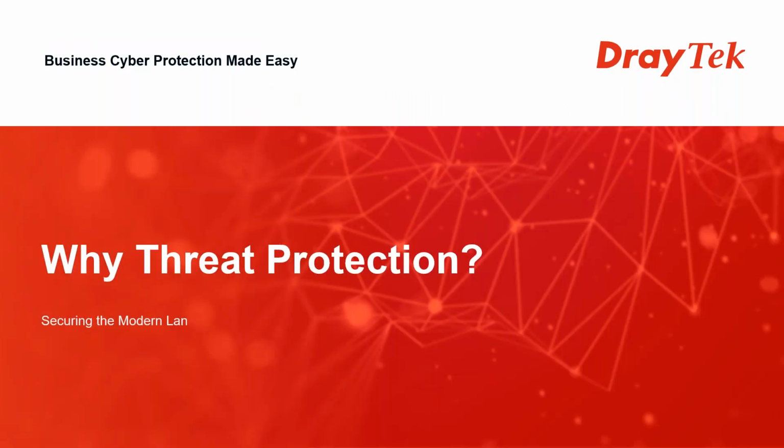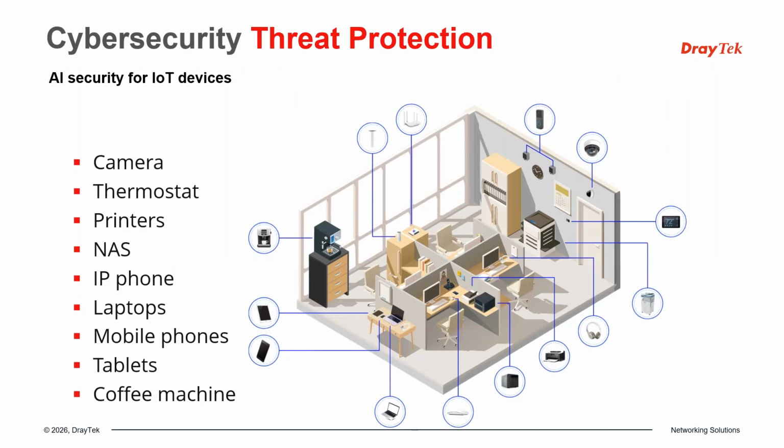So why is threat protection needed on networks? I think it comes from all the different devices that are now present on networks. So the cybersecurity solution, threat protection, is an AI-powered security solution that is intended to help with protecting IoT devices in addition to other devices on the network. If we look at modern networks, they often have a variety of devices. Here we've got an image of a typical office with lots of devices on it.